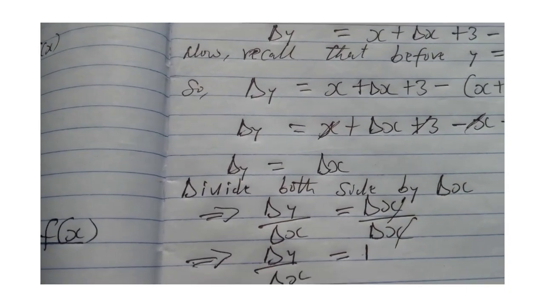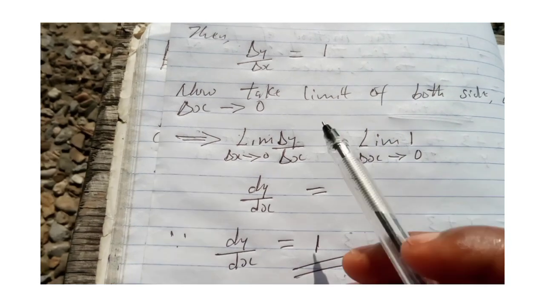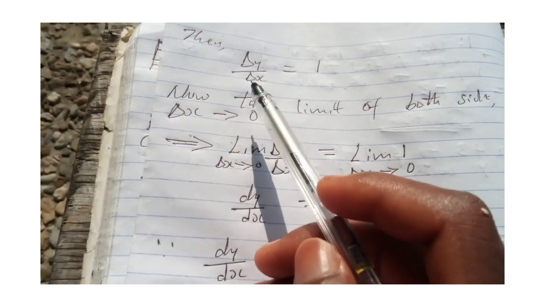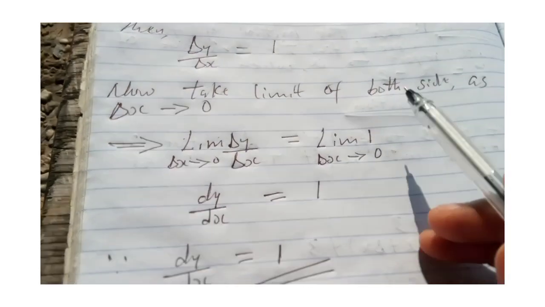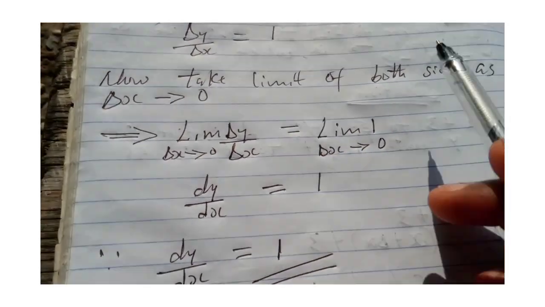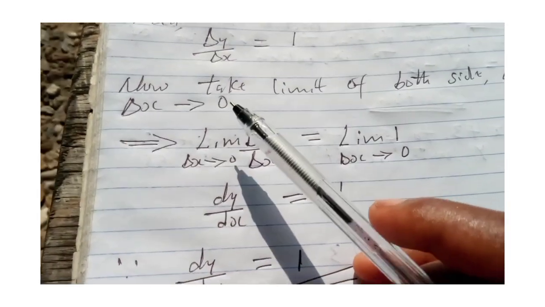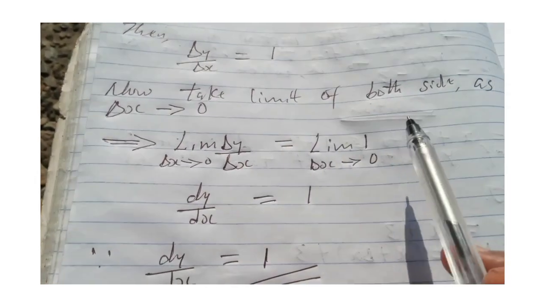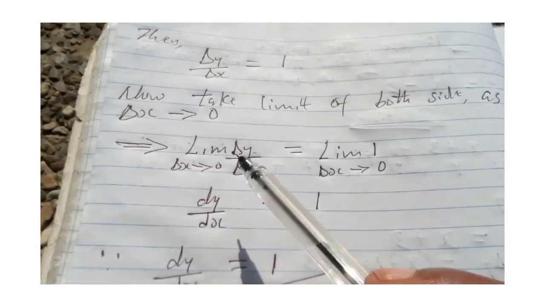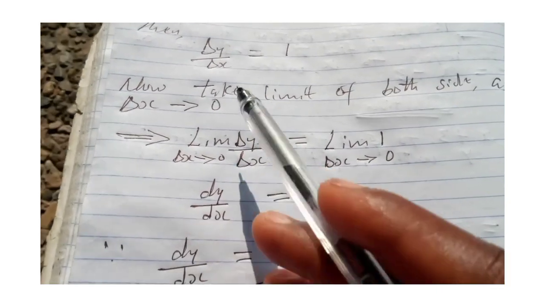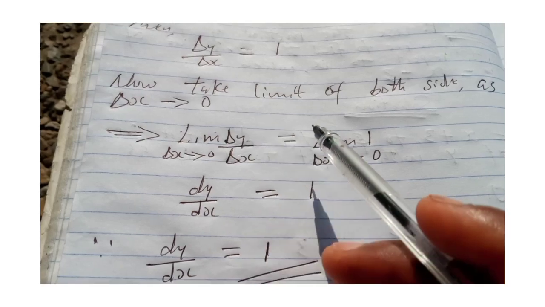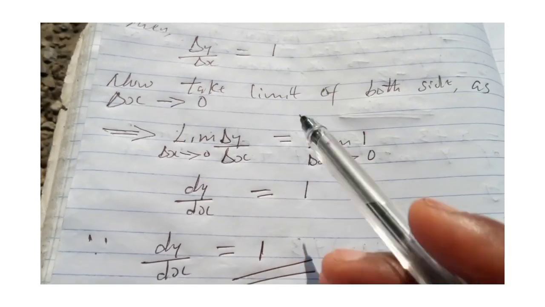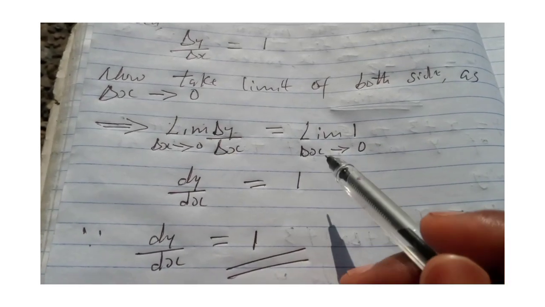So now we know that our dy over dx equals 1. Now we take the limit of both sides as dx tends to 0. If we take the limit of our left hand side, we have the limit of dy over dx as dx tends to 0 equals, we take the limit of our right hand side, which is the limit of 1 as dx tends to 0.